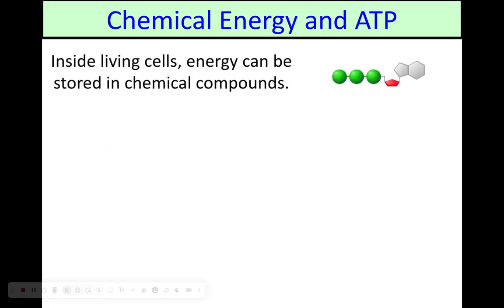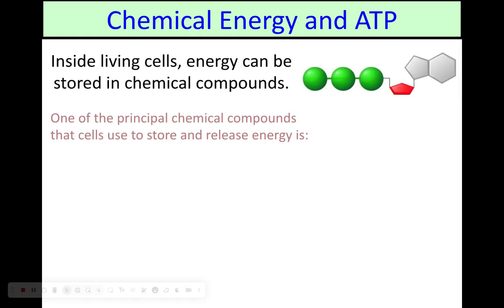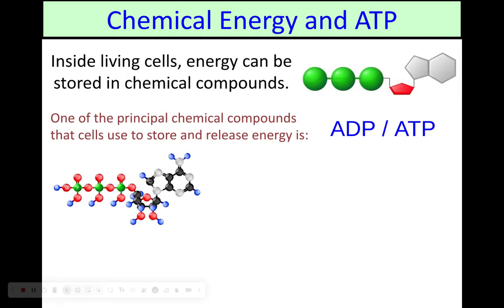Inside every living cell, energy isn't just floating around; it's stored in chemical compounds. The main compound cells use to store and release energy is called ATP, otherwise known as adenosine triphosphate. Again, it's adenosine triphosphate. When a cell needs energy, ATP is like a charged up battery ready to go.